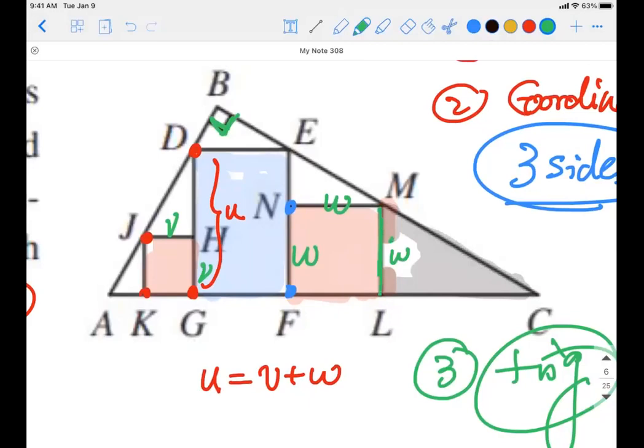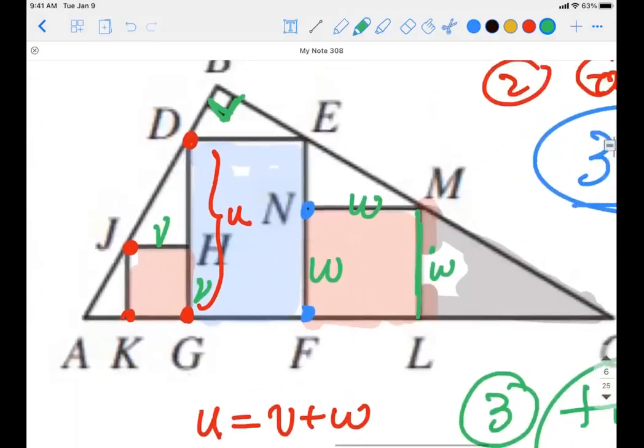So maybe we can ask Clement to give us some ideas. Which one do you think, or which ones do you think is the best? Triangle DJH and triangle ENM. Why? Because for DJH it touched V and a part of U, and for E, N and M it touched W and a part of U. Exactly, right? So this is the thinking process, which is very important.